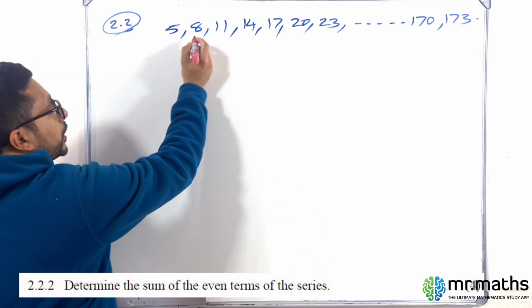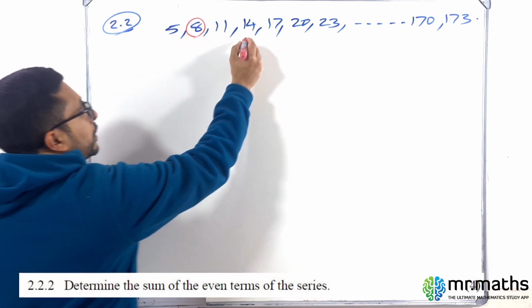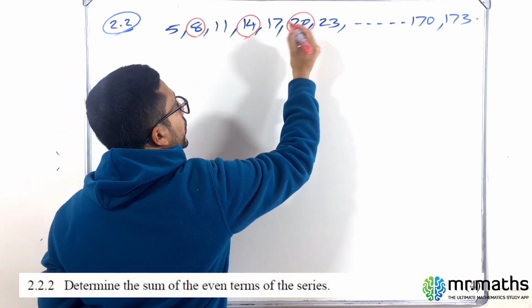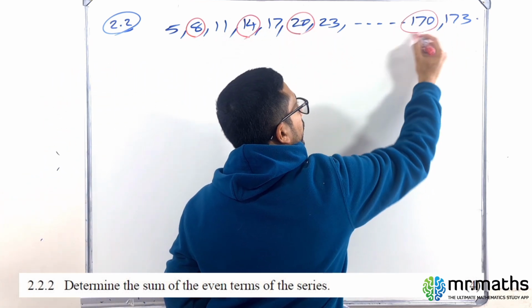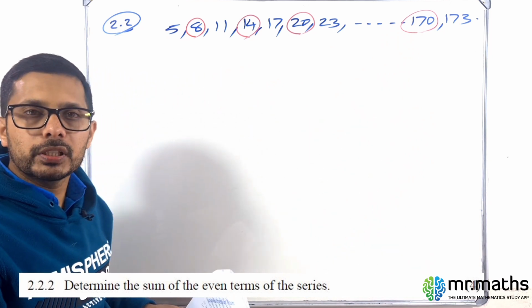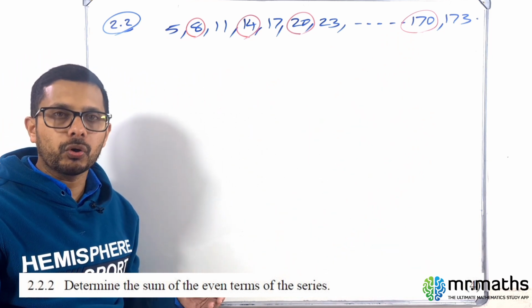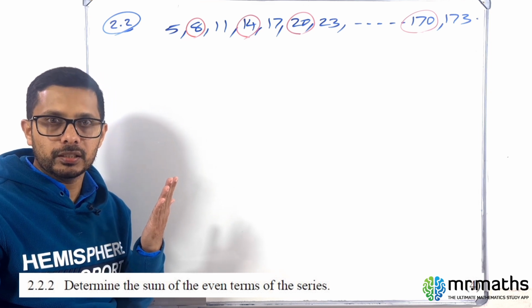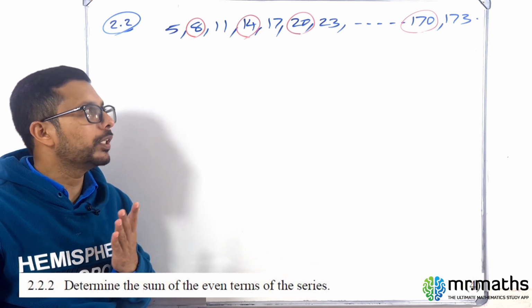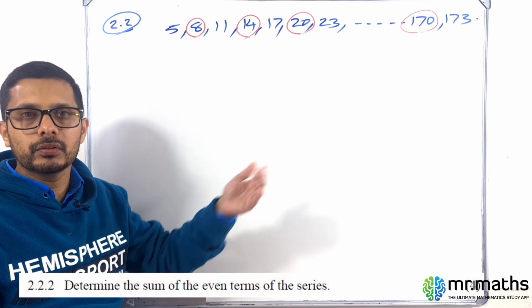What are the even terms here? First one is 8, then 14, then 20. Am I right? And the last term is not 173, it is 170, because 173 is not even, it's odd. Just before that it is 170, 3 terms before that, that means 170 plus 3 is 173.